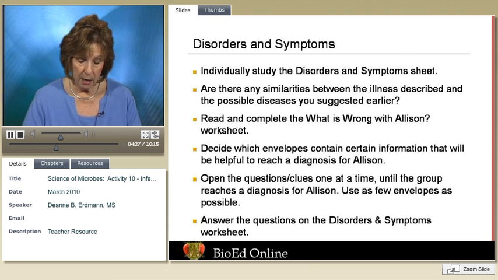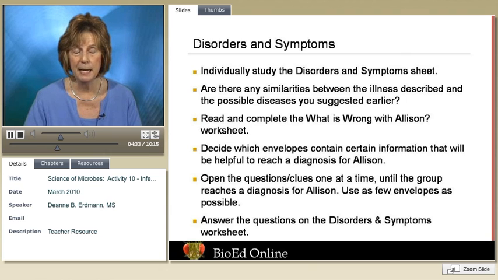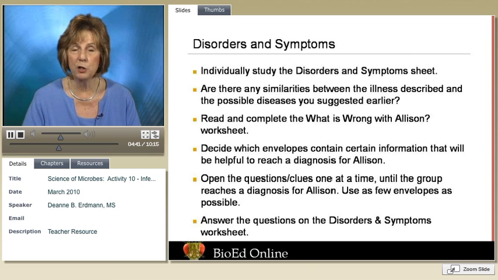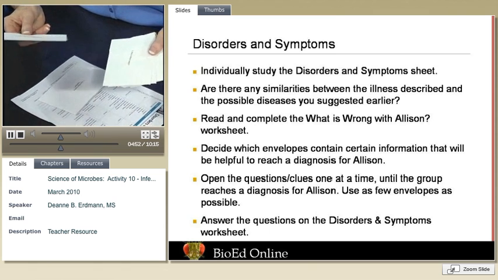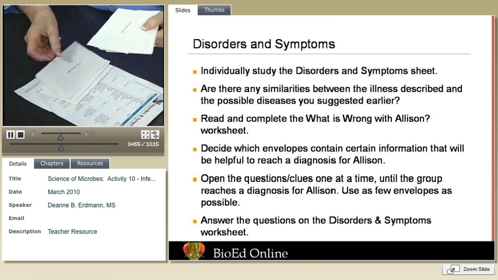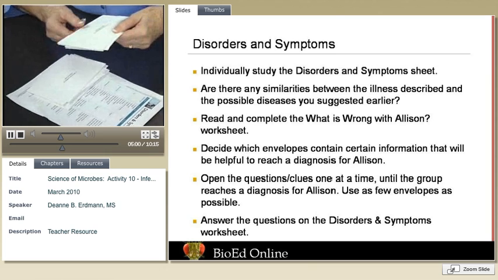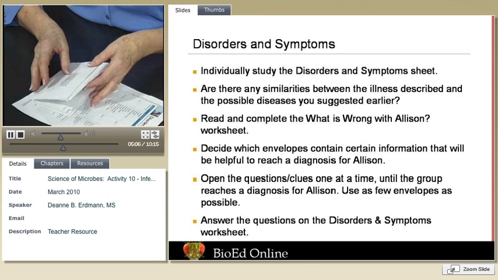Now caution them to not look inside the envelopes, because the object of this activity is to see which group can open the fewest envelopes, get an answer to the fewest questions, and target or nail down what is possibly wrong with Allison. So you want to tell them to sort through each of the envelopes and see, well, this one says, what is Allison's body temperature? We could find that out. What's her weight? What's her height? What's her blood pressure? What's the condition of her nose? What's the appearance of her throat? And so forth and so on.